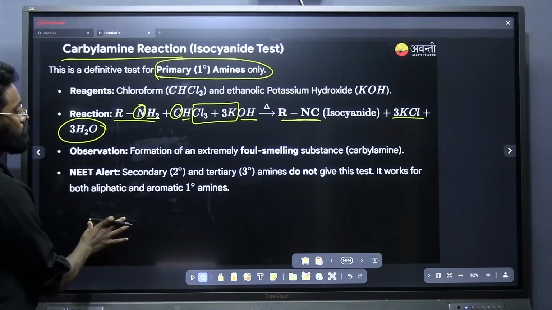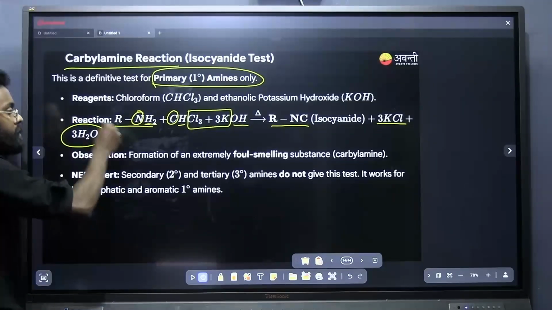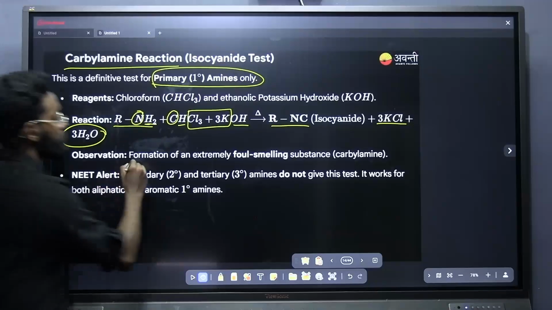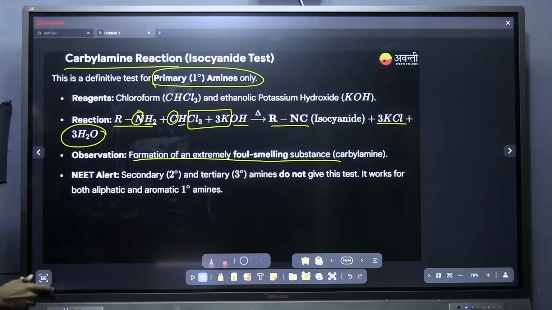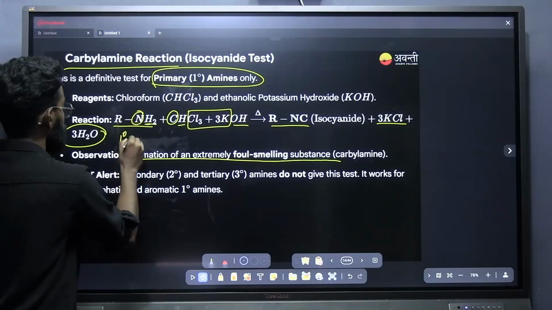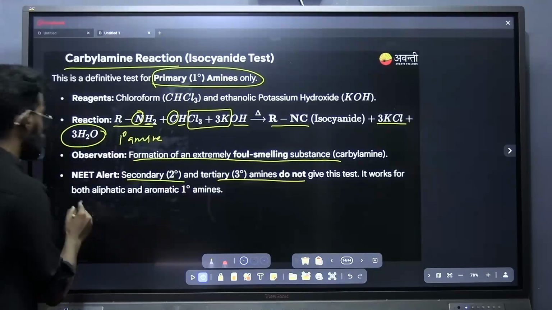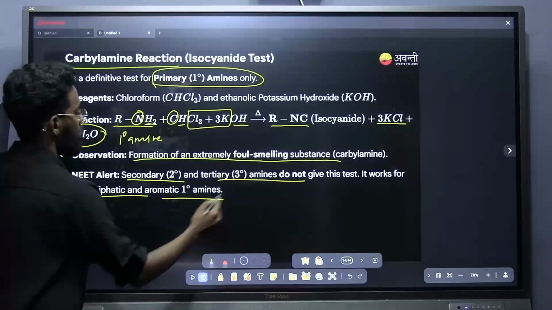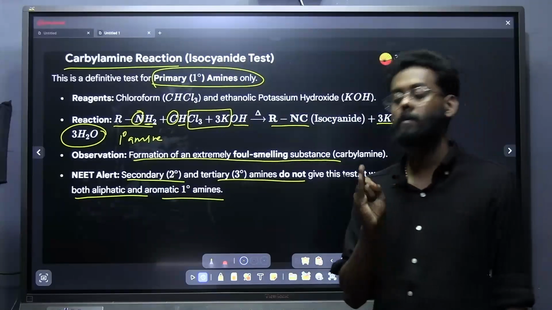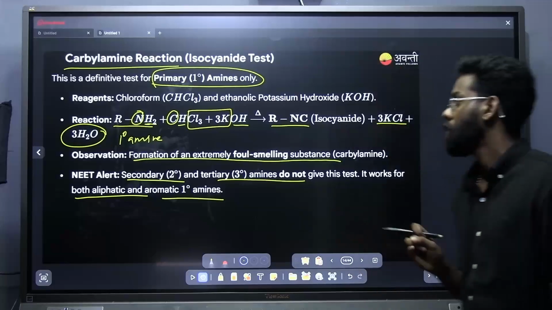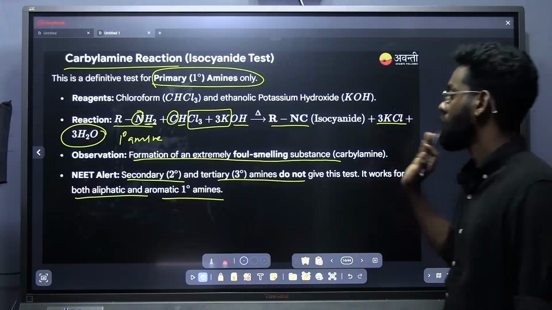And note down how we can understand whether we got our product, or whether the amine that we have used is a primary amine. If there is formation of a foul smelling substance, then we can confirm that the amine that we have taken is a primary amine. And note down that secondary amine and tertiary amine do not give this test. It works for both aliphatic and aromatic primary amines. So the carbylamine test will be given by both aliphatic as well as aromatic primary amines. All primary amines it will work for, whether aromatic or aliphatic, and it won't work for secondary and tertiary amines.